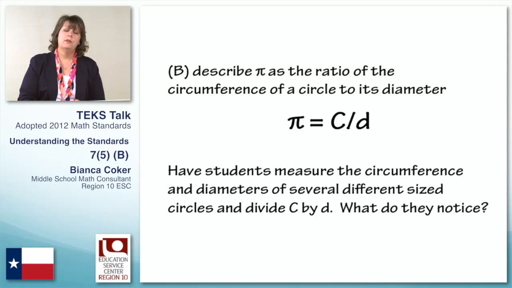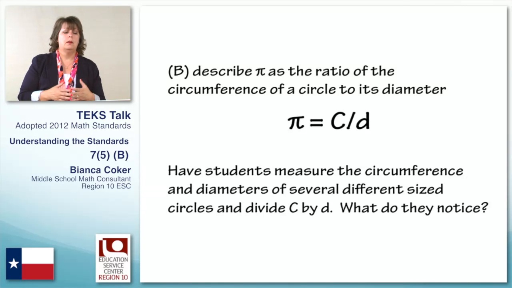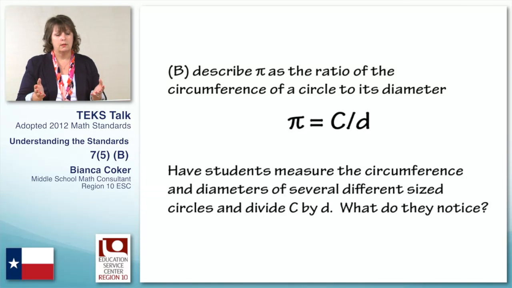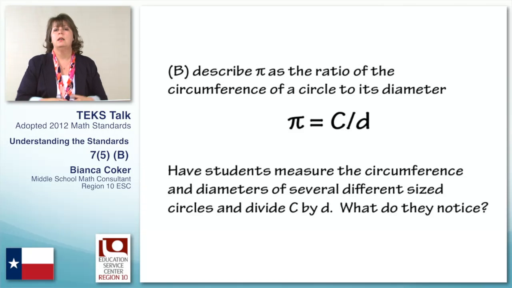Well, this is a perfect opportunity for you to have your students start looking into those process standards related to logical reasoning. One thing you might do is have students measure the circumference and diameters of several different sized circles and divide c by d. You might have them, for example, use lids from containers out of your pantry. You might use paper plates. You might have them, if you have a circular table, measure the circumference and the diameter of that.